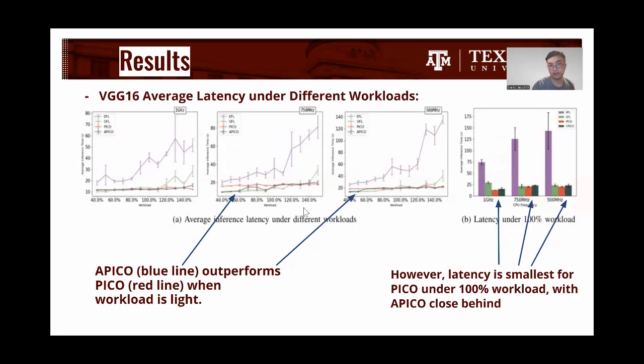Now let's do the average latency under different workloads. And this is where aPico comes in. And then we can see when the workload is small, aPico tends to outperform Pico. And then you can see aPico is the blue line, and then Pico is the red line again. And then the same thing over here. However, when we're testing for latency under 100% workload, we see that Pico is going to be having a smaller latency compared to aPico. But generally it's close behind, and it looks like sometimes the error bars might overlap.